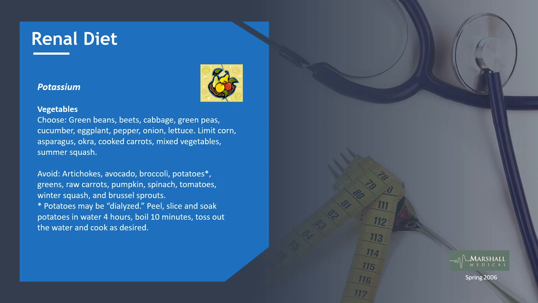Note on potatoes. Potatoes may be dialyzed. Peel, slice, and soak potatoes in water for 4 hours. Boil for 10 minutes. Toss out the water and cook as desired.